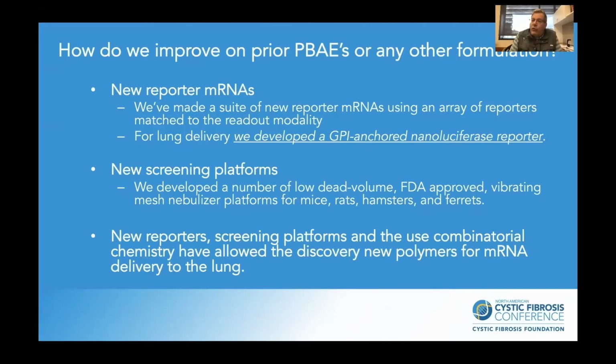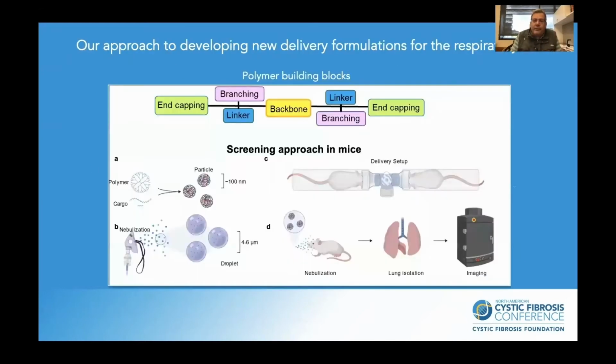So we took new reporters and screening platforms, and we combined this with combinatorial chemistry in conjunction with the Fin Lab at Georgia Tech to discover new polymers for mRNA delivery to the lung. We started with a polymer building block that looks similar to what was published from Dan Anderson's lab a few years ago. We took all of the different parts and pieces and varied them to some degree. By varying them, we were able to come up with a large array, about 200 polymers, to test.